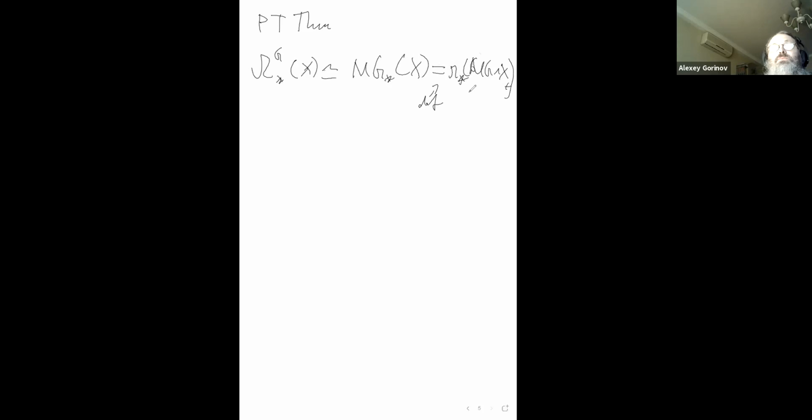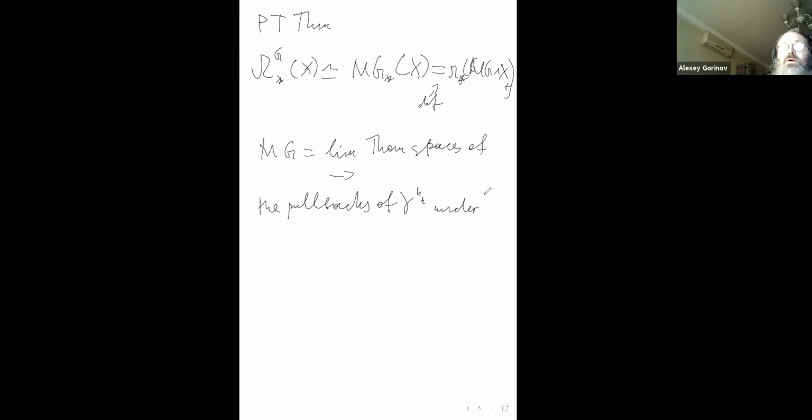Well, what is MG? It's the limit of the Thom spaces of the pullbacks of gamma n k on the BG to BO n k.